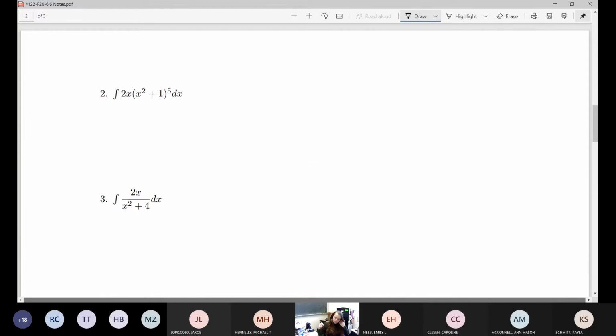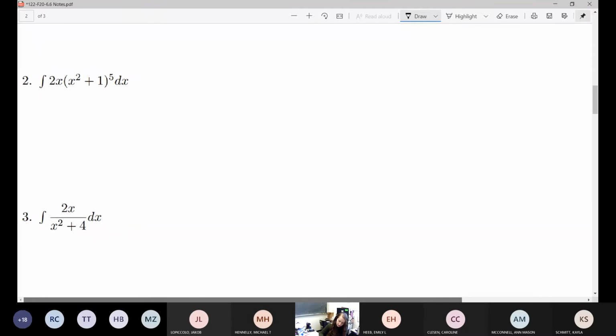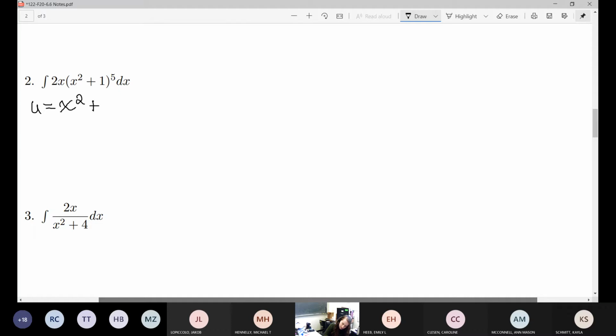2x times x squared plus 1 to the 5th dx. I'm going to need to zoom in a little bit or I'm going to run out of space. So here, we want something such that its derivative shows up elsewhere. So notice the x squared plus 1, if I took the derivative of that, I would get 2x, which is hanging out on the outside. So let's go ahead and say maybe u is going to be x squared plus 1.